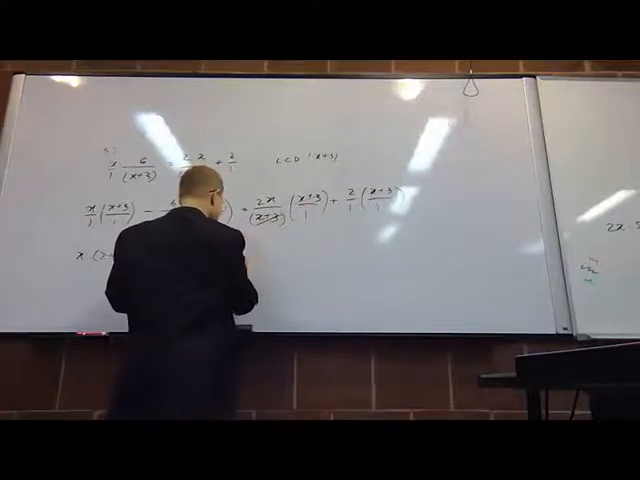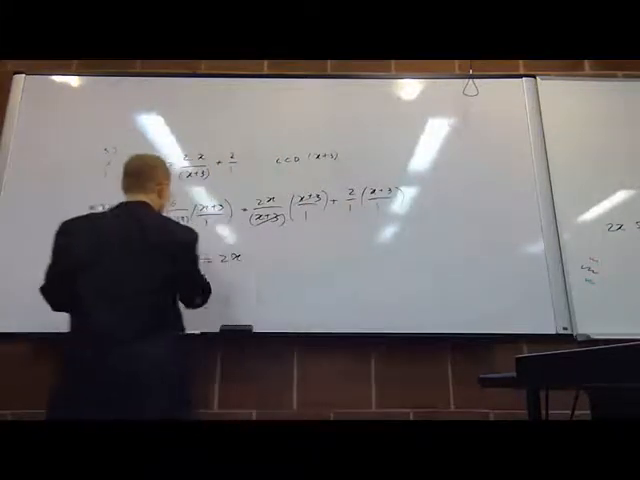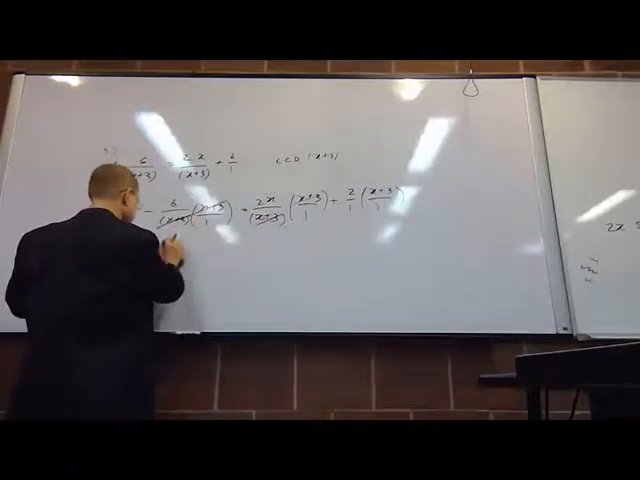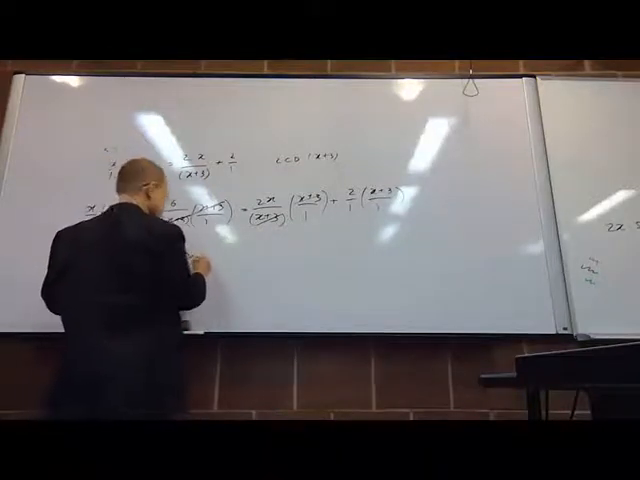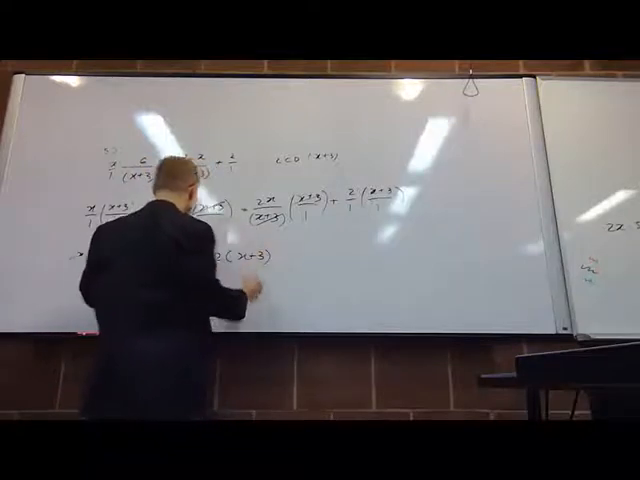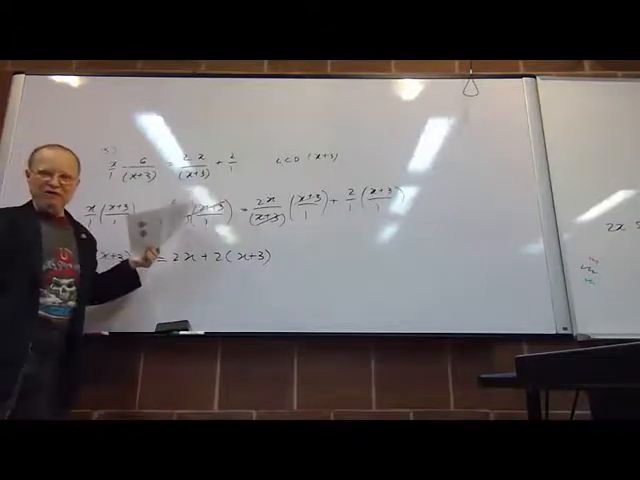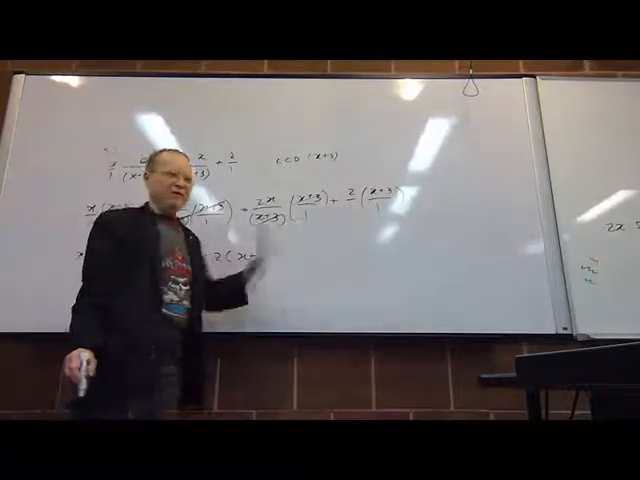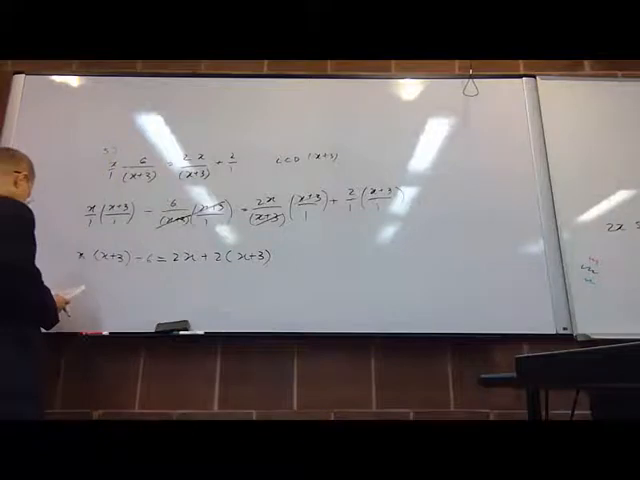This cancels out, so we end up with just 2x there, and if we made a mistake here, that has to cancel out, so it's just minus 6, and we have 2x plus 2 times x plus 3. So there we have it. Almost forgot about this guy over here. So you want to make sure that you are careful and you cancel out what needs to be canceled out.